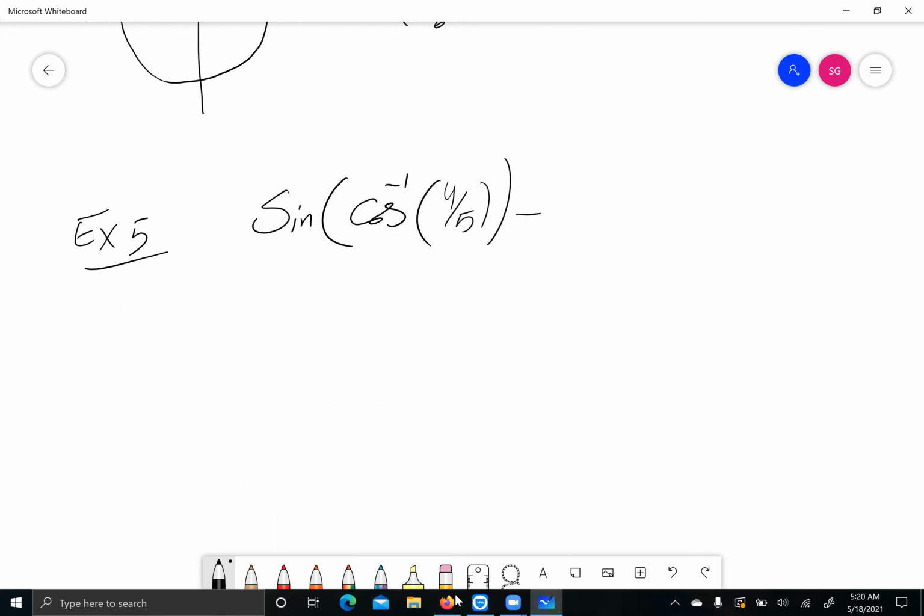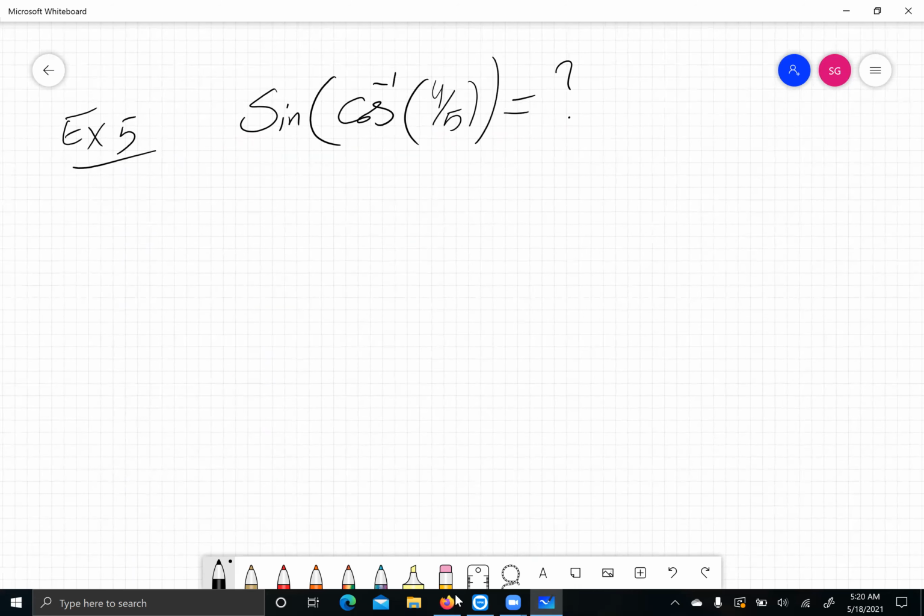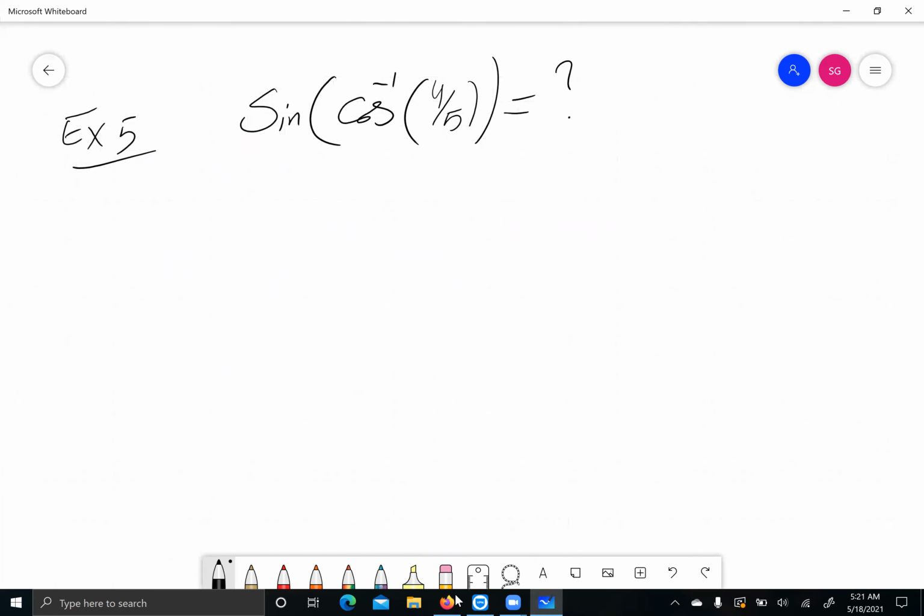Example 5, evaluate sine of cosine inverse of 4 over 5. Okay, so we start from the inside. Cosine inverse of 4 over 5. So there is a theta, there is an angle that is the cosine inverse of 4 over 5.